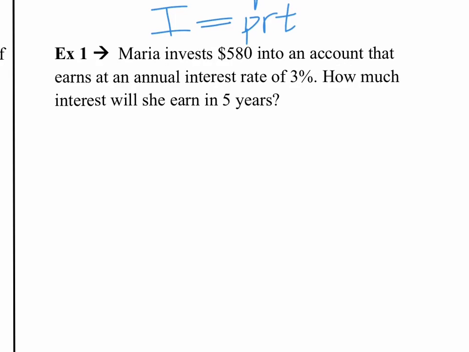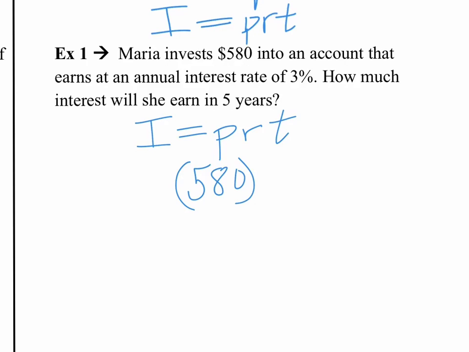Example 1. Maria invests $580 into an account that earns an annual interest rate of 3%. How much interest will she earn in 5 years? You take the formula I equals P R T. P is the principal. That is the amount of money that Maria invested, $580. Notice there's no plus or minus, so when you have three variables or three letters next to each other, like this formula, you multiply.